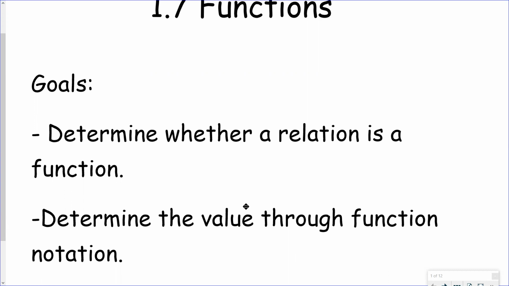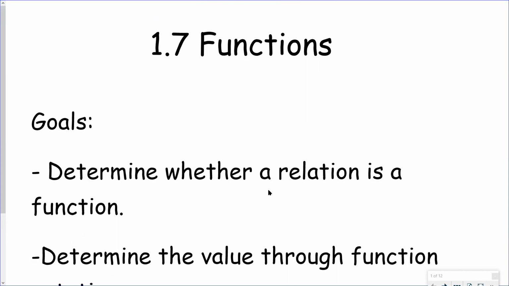So again, all you need to do in your notes, just write 1.7 functions. You don't need to write down the goals. I explain the goals just so that you have an idea of what we're going to learn today.